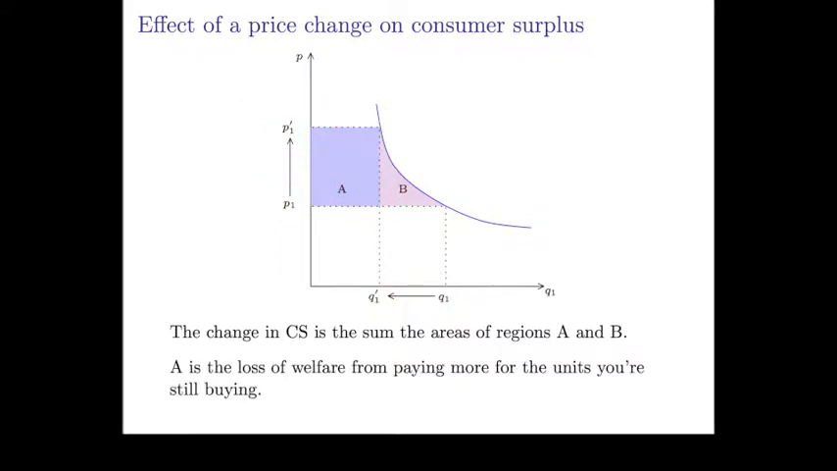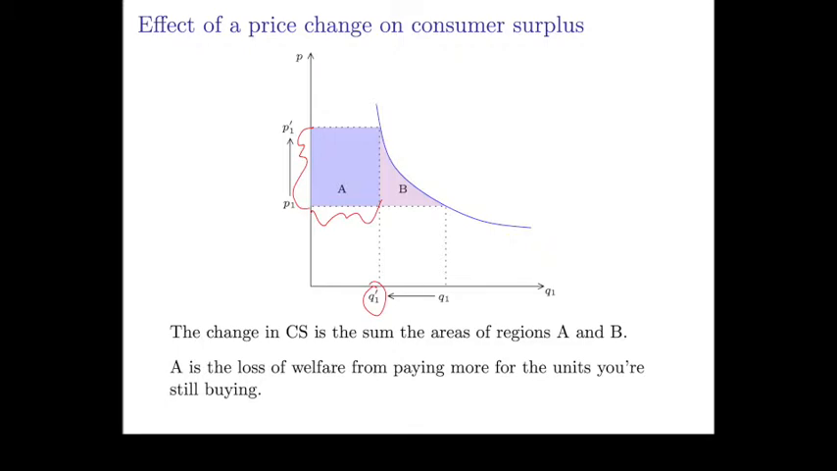What do these two areas represent? Well, the consumer was buying these first Q1 prime units, even before the price increase. But now, since there's an increase to the price, the consumer is paying this much more per unit that they're still buying. So of all the units that they're still buying after the price increase, they're going to pay this much more. So this is the increase in expenditure.